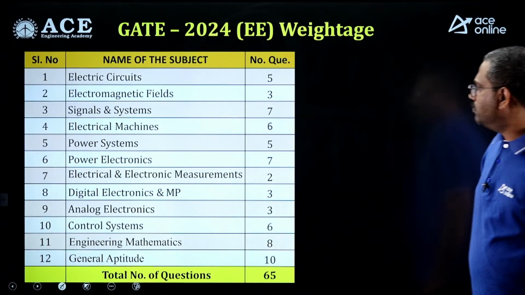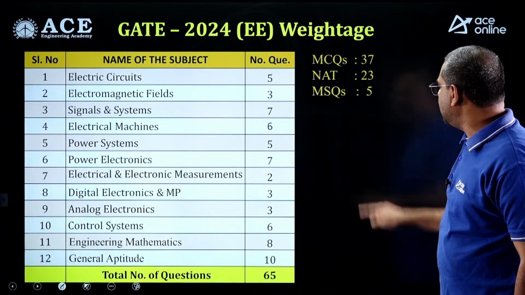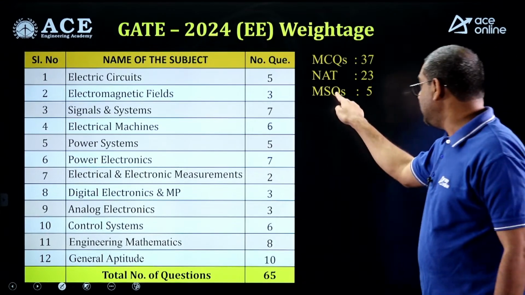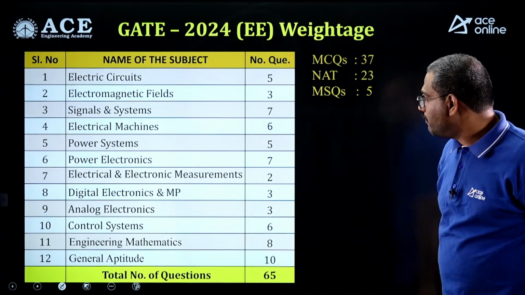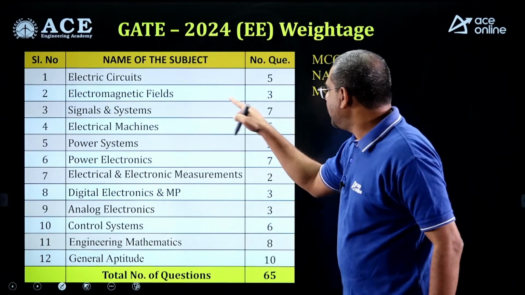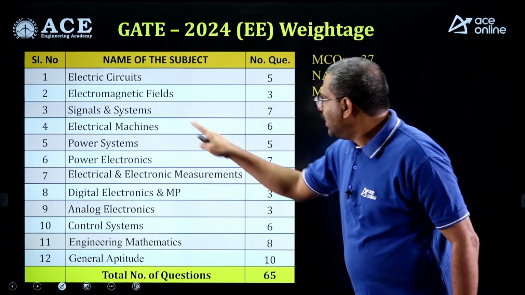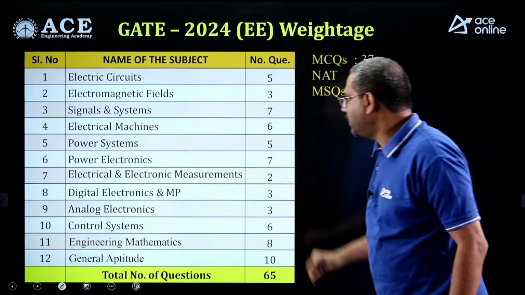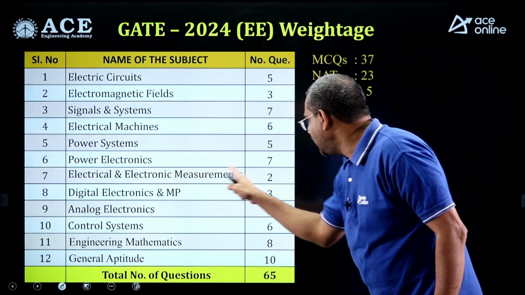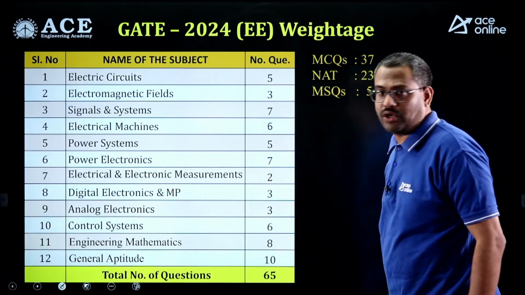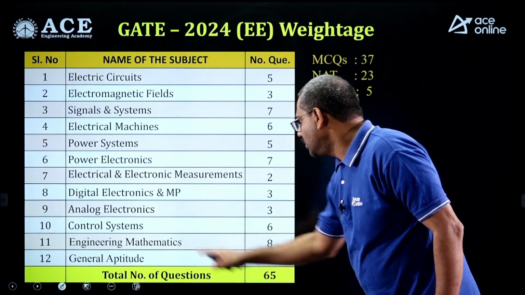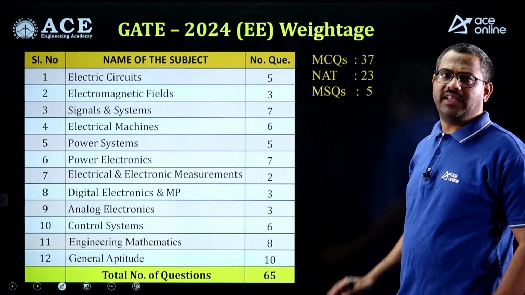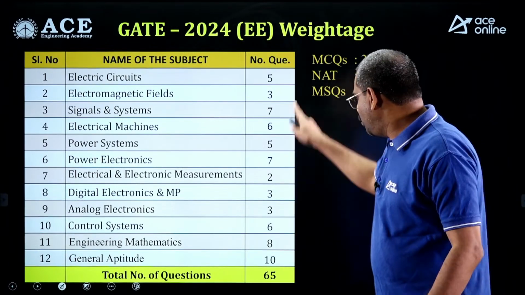As you observe, this time MCQs 37, numerical answer type 23, MSQs 5. So multi-select questions also 5 came, that is the data we got. And as you observe, electrical circuits, total 5 questions came. Electromagnetic fields 3, signals and systems 7, electrical machines 6, power systems 5, power electronics 7, electrical and electronic measurements 2, digital electronics and microprocessor 3, analog electronics 3, control systems 6, engineering maths 8, general aptitude 10. This is the data, and a total of 65 questions.